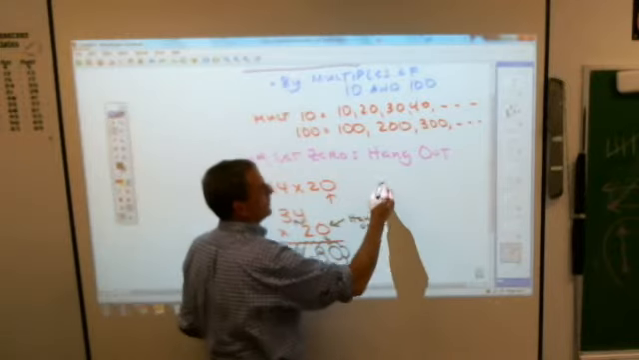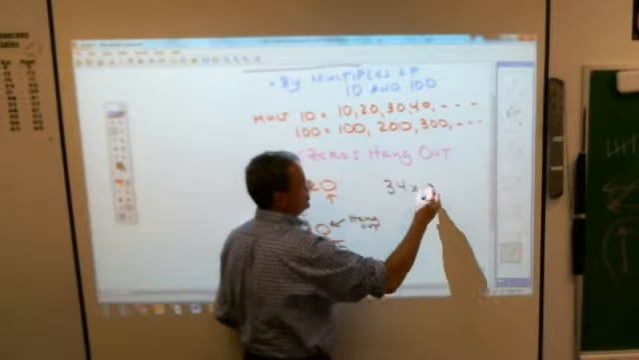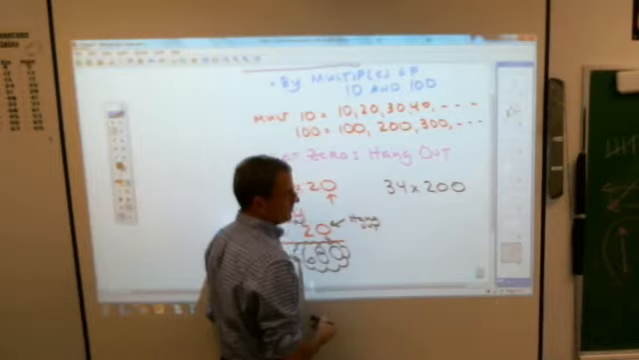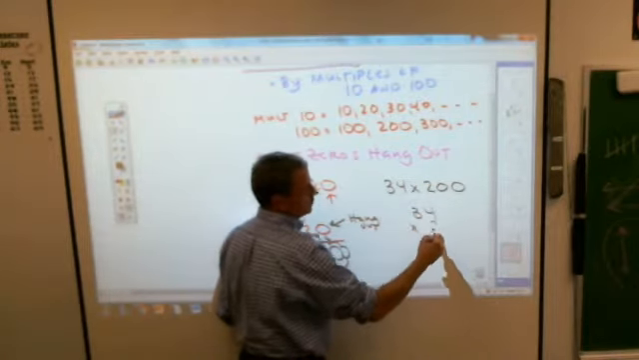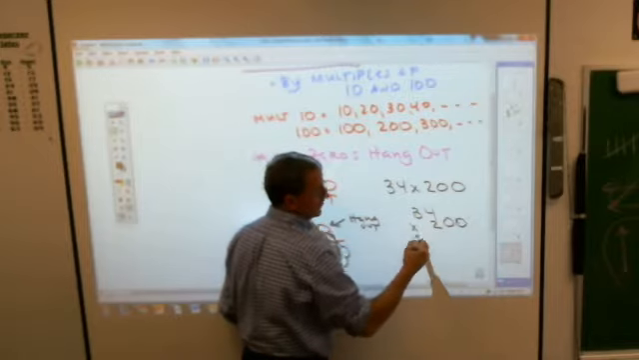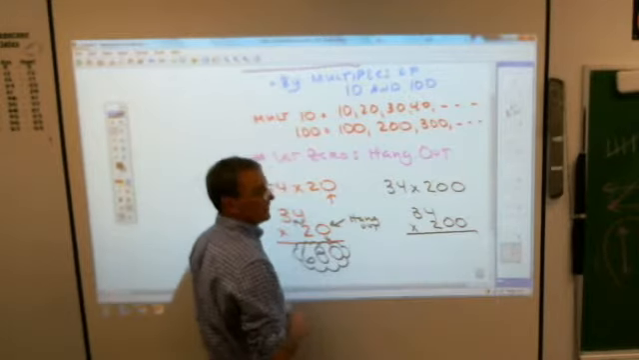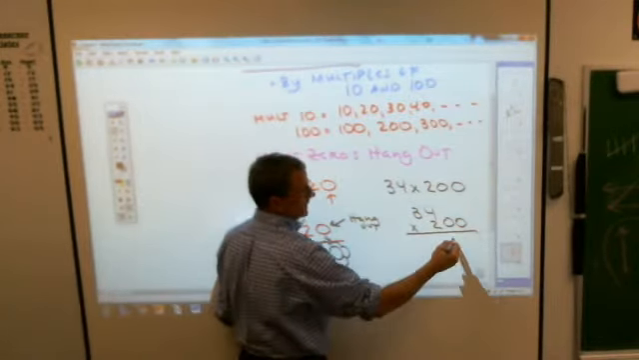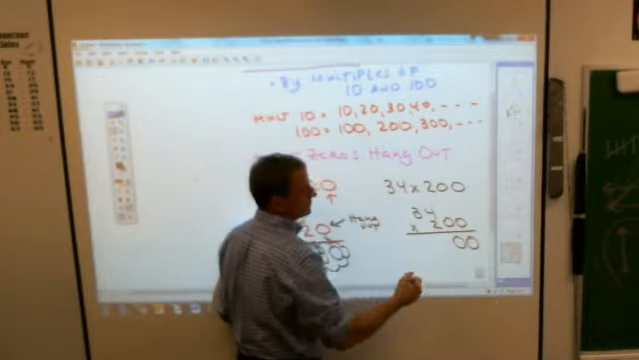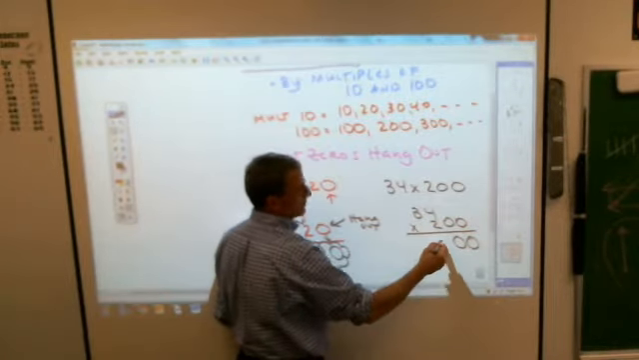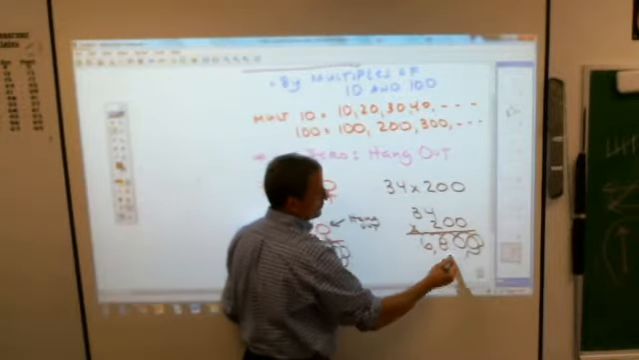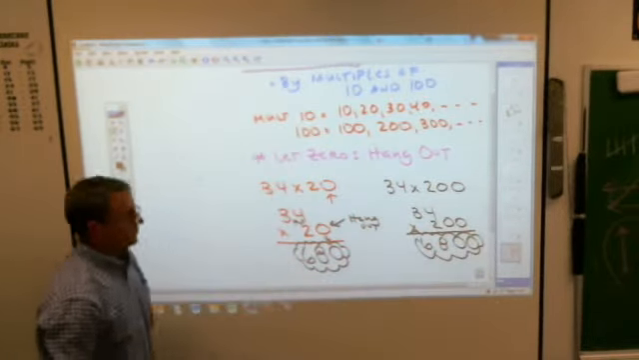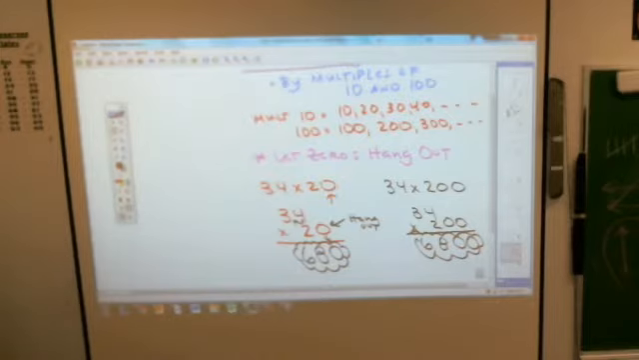Or if it was 34 times 200, you would do the same thing. You'd write the 34 times the 2 and let 2 zeros hang out. If it ends with zeros, however many zeros it ends with, you let those hang out and you bring those straight down and just multiply by the 2, which gives you 6,800. This is the beginning of double-digit multiplication, and it's easy enough there.